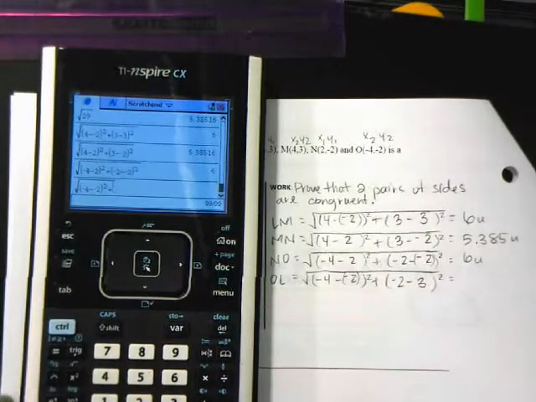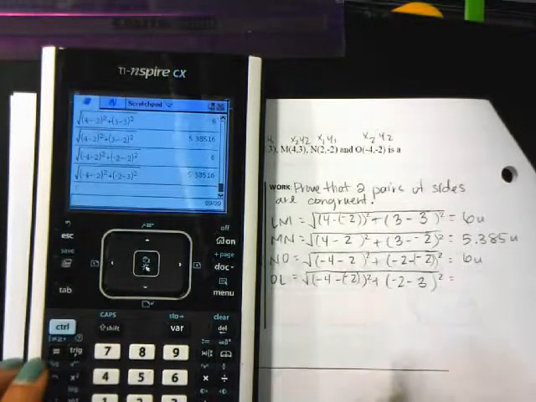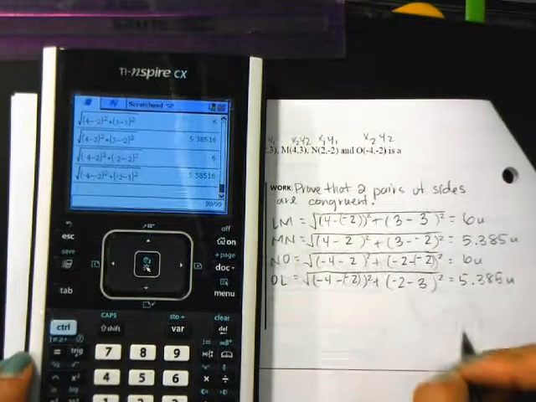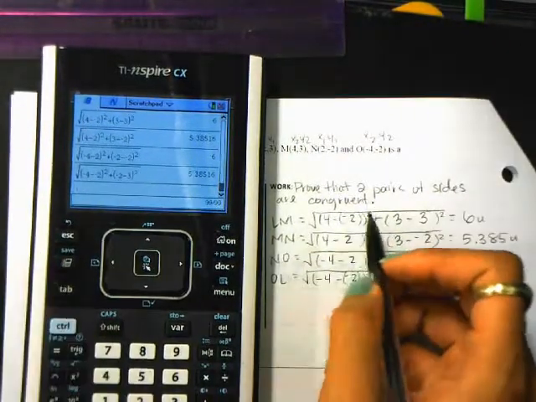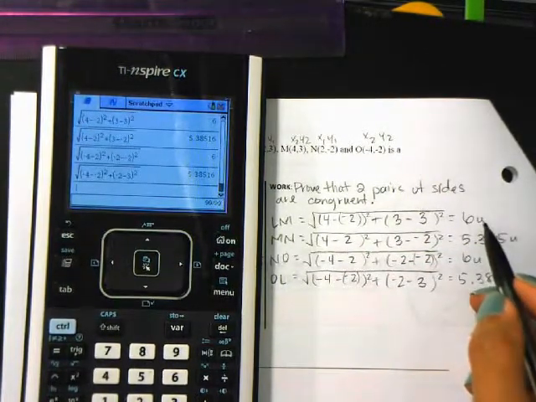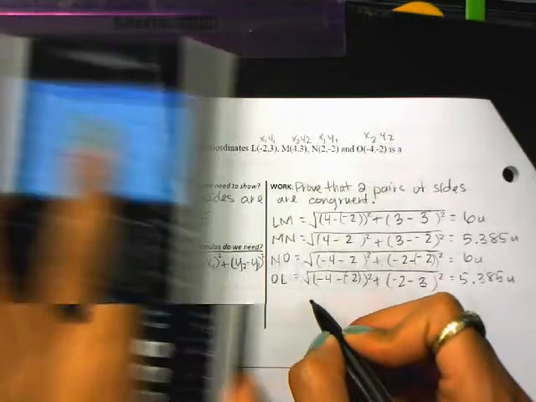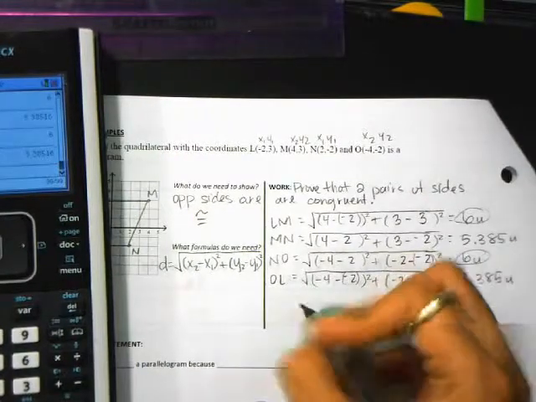Okay, so again, our goal was to prove that two pairs of sides are congruent. The way we did that was we did the distance formula 4 times, and now we're going to write down what we just proved. We proved that because these two are the same, side LM is congruent to side NO. We also proved that since these two are the same, side MN is congruent to side OL.